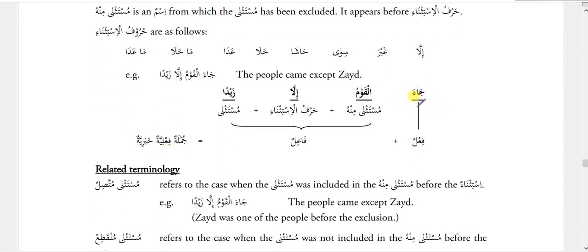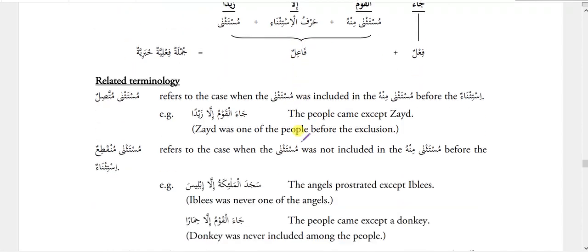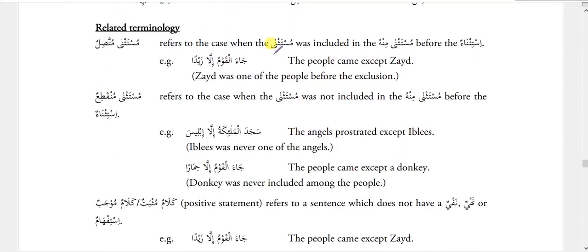So see, ja'a is a fa'il, al-qawmu is mustasna minhu, illa is harf istisna, and Zaidan is mustasna. So all these, mustasna minhu and harf istisna, all become fa'il, and then it becomes jumla fi'liyya khabariyya. Related terminology. Then we have mustasna muttasil. Muttasil means attached. Refers to the case when the mustasna was included in the mustasna minhu before istisna.